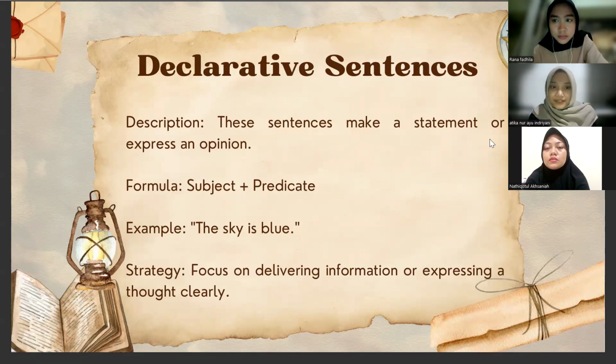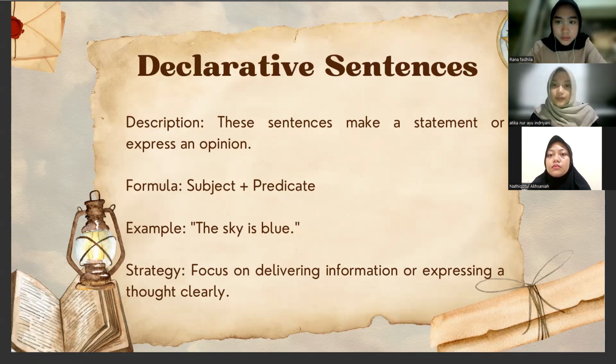First, number 1, declarative sentence. What is a declarative sentence? Let's start with the definition. A declarative sentence is a statement that conveys information or expresses an idea or opinion. It provides facts or opinions and ends with a period. Unlike an interrogative sentence, which asks a question, or an imperative sentence, which gives commands, a declarative sentence simply states something.